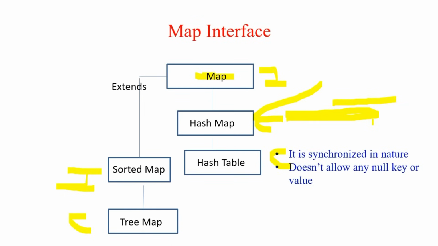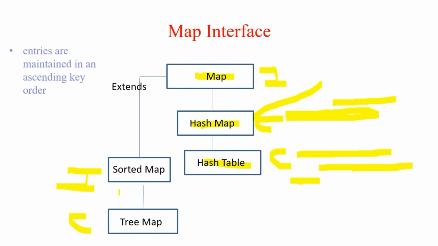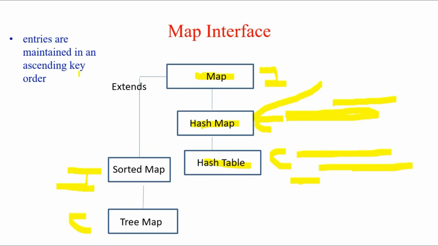Now what about Hashtable? HashMap was not synchronized, but Hashtable is a synchronized collection in nature, and it does not allow any null key or null value. So this is a very important difference between HashMap and Hashtable. It will for sure be asked in an interview, like what is the difference? Then you have to tell that the two main differences are that this is not synchronized, this is synchronized, and HashMap does allow one null key and multiple null values, but Hashtable allows neither null keys nor null values.